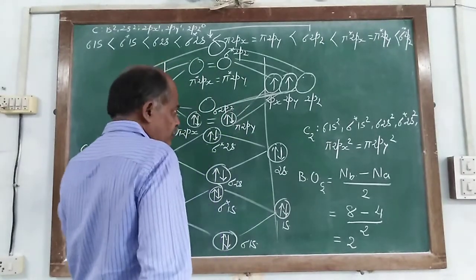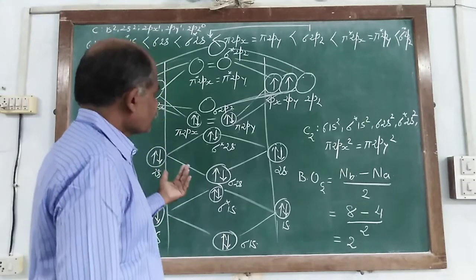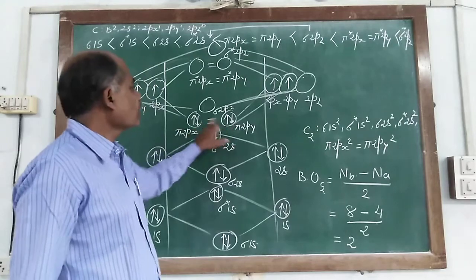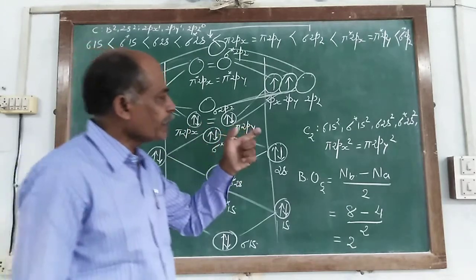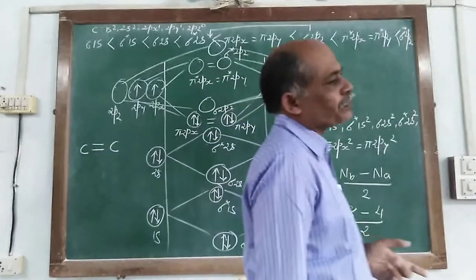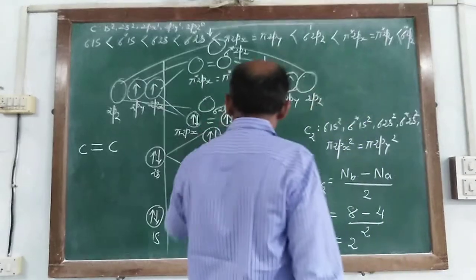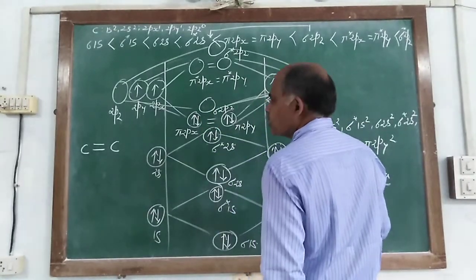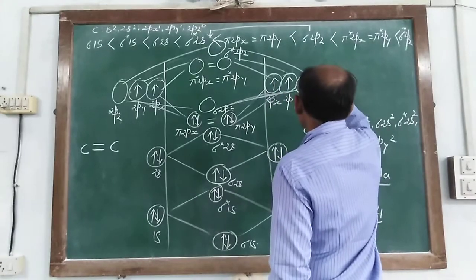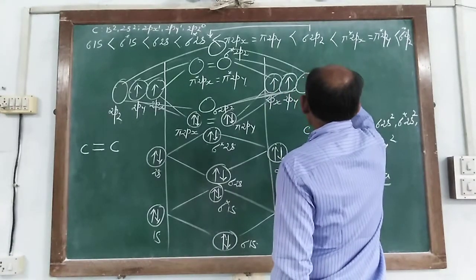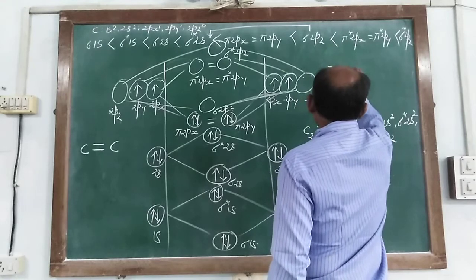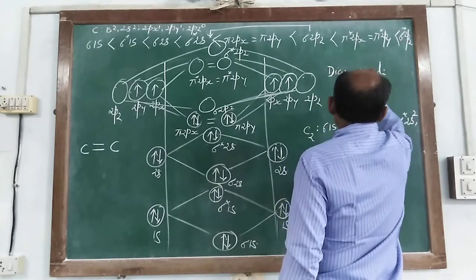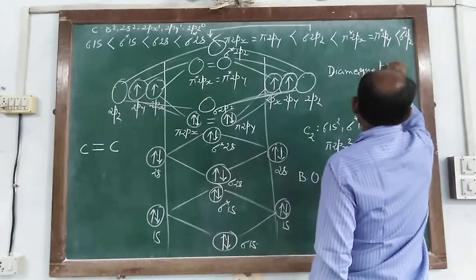Now the magnetic properties. Here we observe there is no unpaired electron present in the molecular orbitals, so the C2 molecule possesses diamagnetic properties.